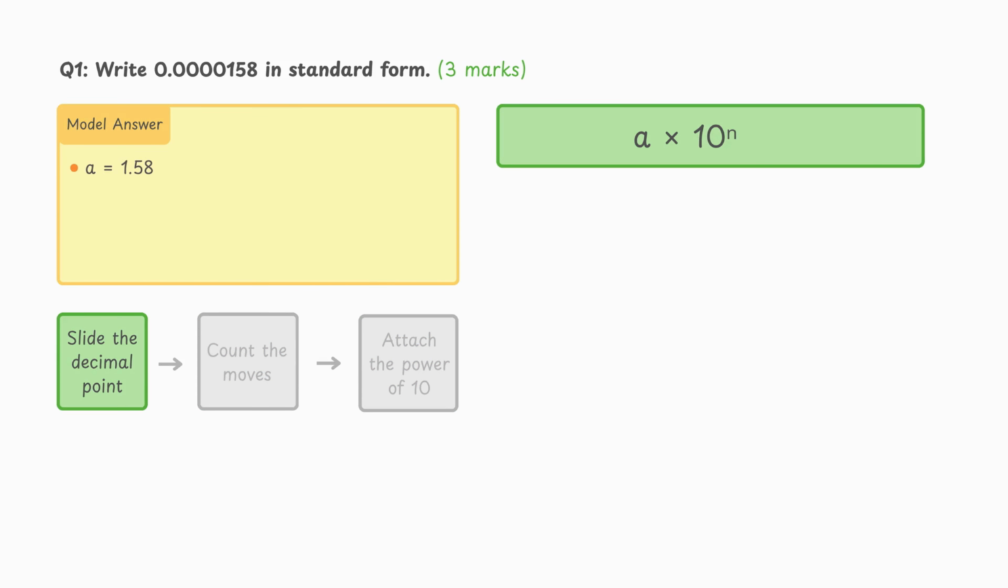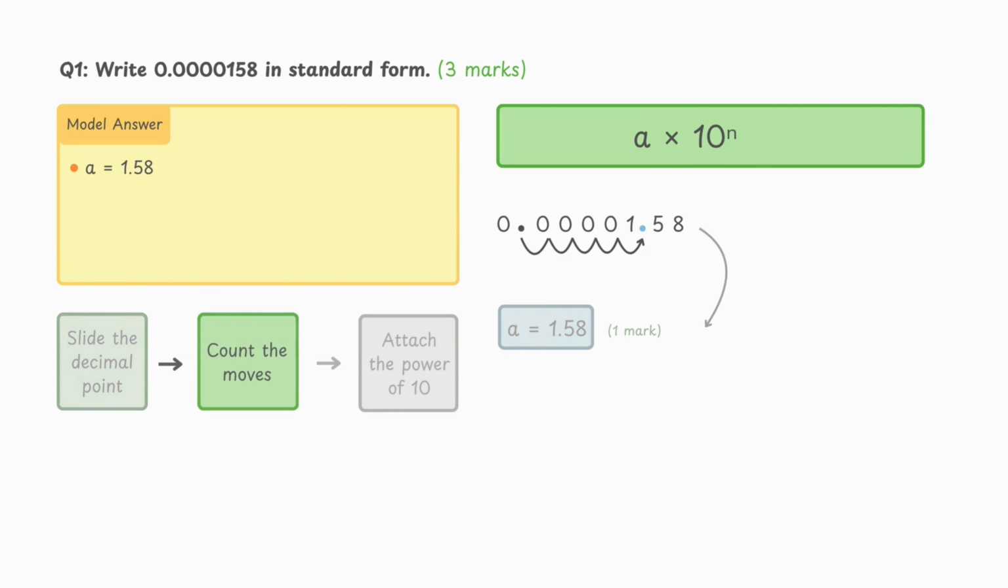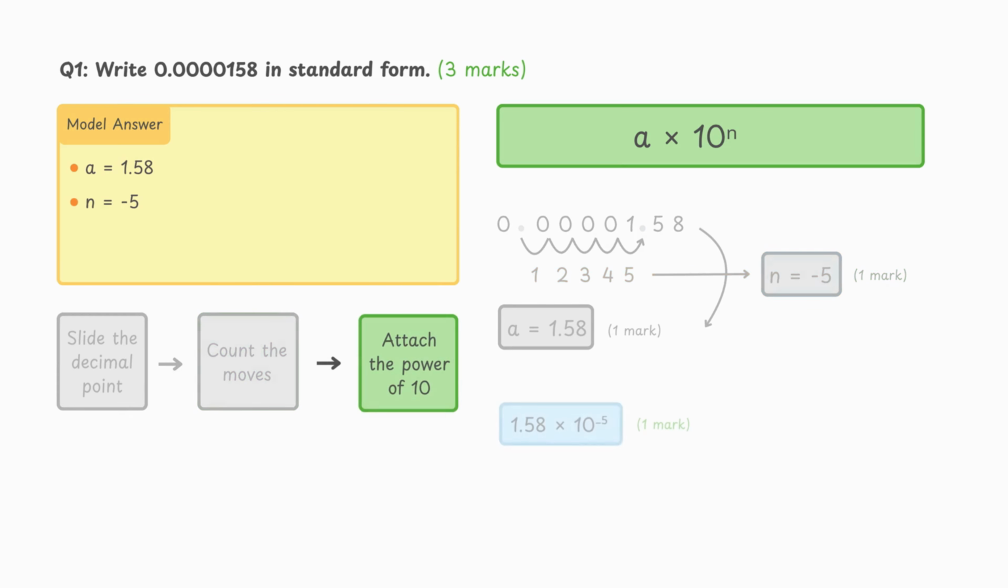First, we slide the decimal point to make a number between 1 and 10. So 0.0000158 becomes 1.58. This earns 1 mark. Next, we count how many places the decimal point moved. We moved it 5 places to the right, so n equals -5. This earns 1 mark.